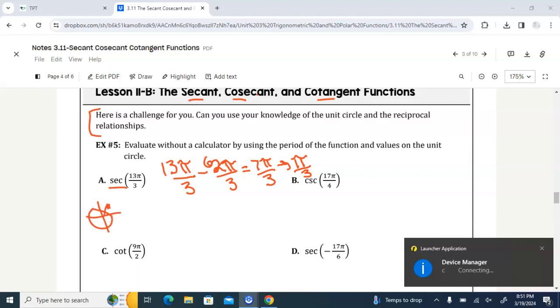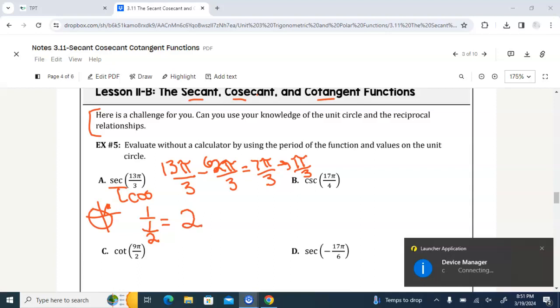Over here. That was poorly drawn. So pi over 3, when I'm looking at secant, remember that's cosine. So not just cosine, but it's going to be 1 over cosine, or 1 over my x. Well, my x value there is 1/2. So I'm going to do 1 over 1/2 because it's secant. And because I'm dividing by a fraction, I multiply by the reciprocal, as I was helping my daughter do her homework today.